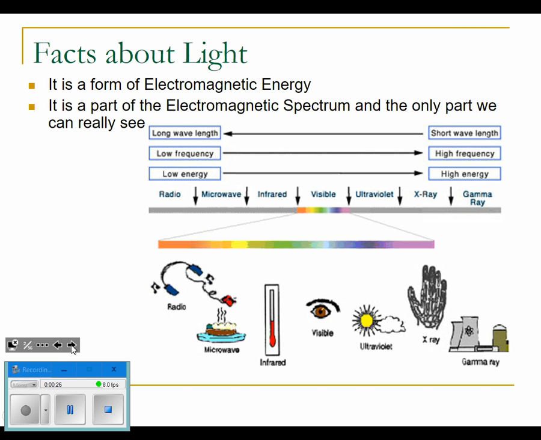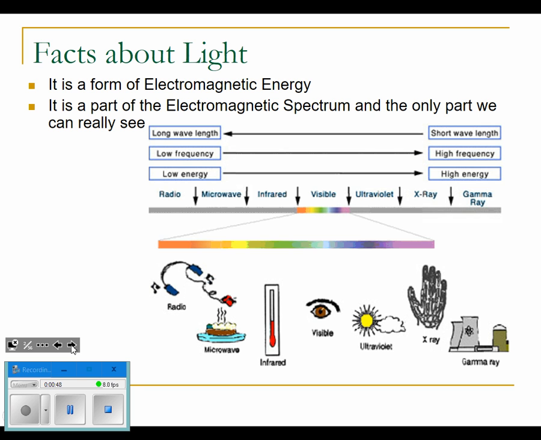It's part of the electromagnetic spectrum. And the electromagnetic spectrum, the only part of it that we can see is the visible light. But there's a lot of things on the electromagnetic spectrum which make it important. And you do need to know the order of the electromagnetic spectrum. You know the order of the visible light spectrum. You need to know the various characteristics.